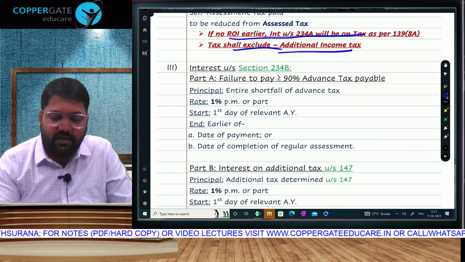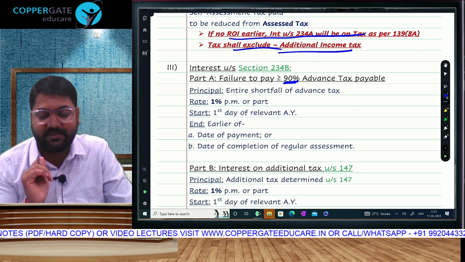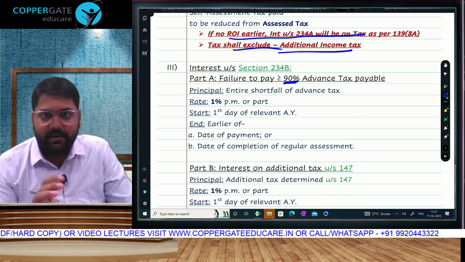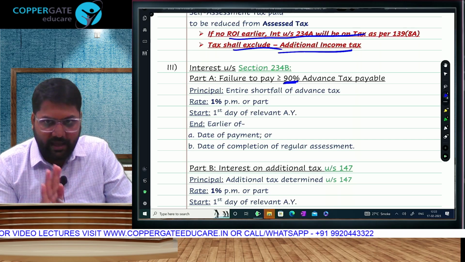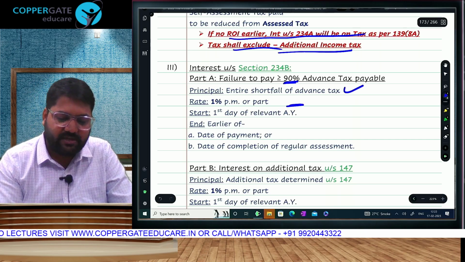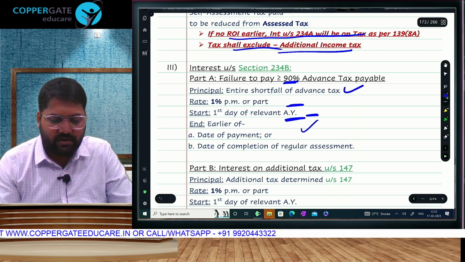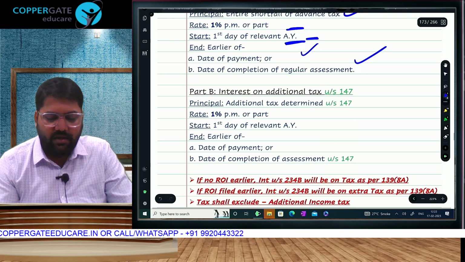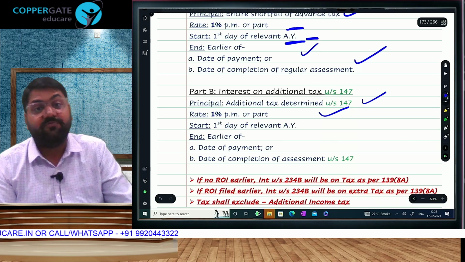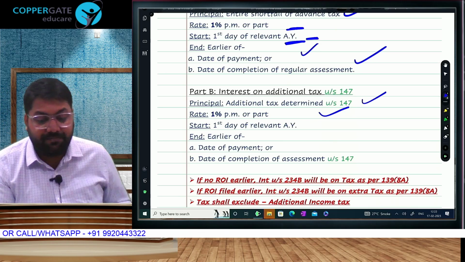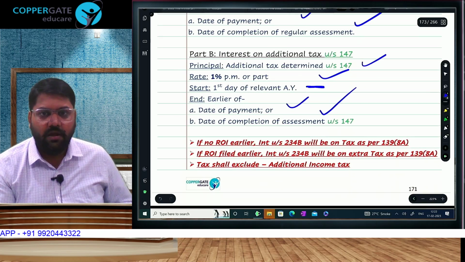234B, part A. If you fail to pay 90% advance tax up to 31st March. Look, if you miss 15 March, the 234C will come. But up to 31st March you can pay 90% for saving 234B, and if you don't do that, the entire shortfall, 1% per month or part, from the first day of assessment year, meaning the very next day after 31st March, till payment or completion of assessment, whichever is earlier. And with respect to the extra tax that we determine under 147, 1% per month or part of a month, from the first day of the relevant assessment year till the date of payment or completion of assessment, whichever is earlier.